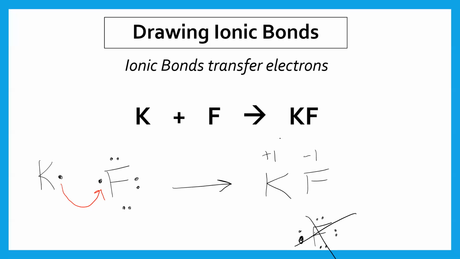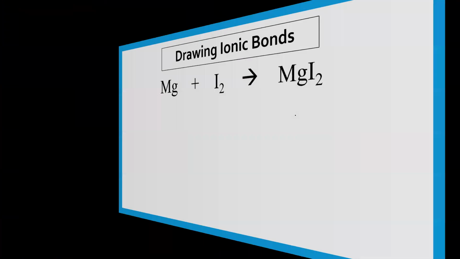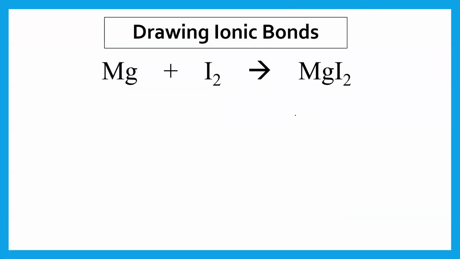And these should cancel out. If they don't, you've done something wrong. The positive and the negative make these 2 atoms come closer together, and that's how you get the potassium and the fluorine to bond into potassium fluoride. A little more complicated to think about just because of the charges. Okay, let's try another one.